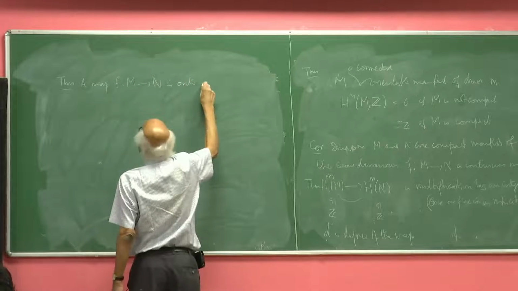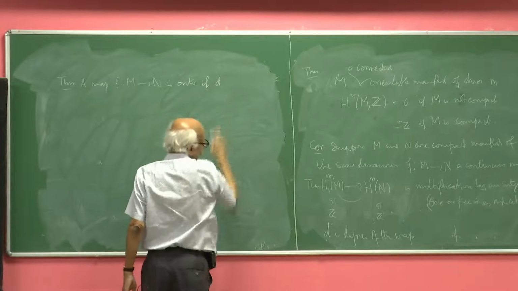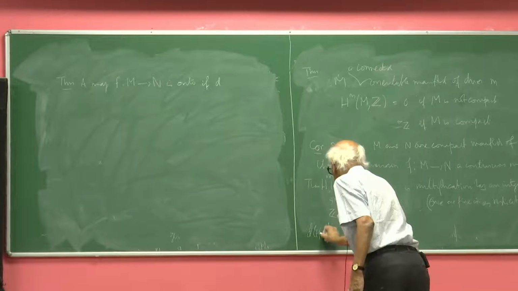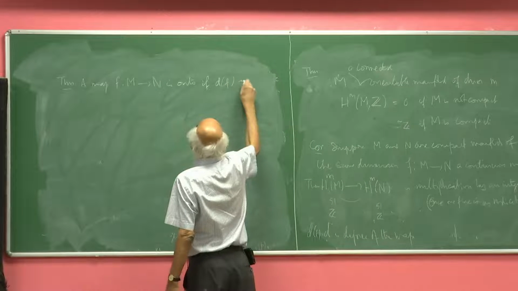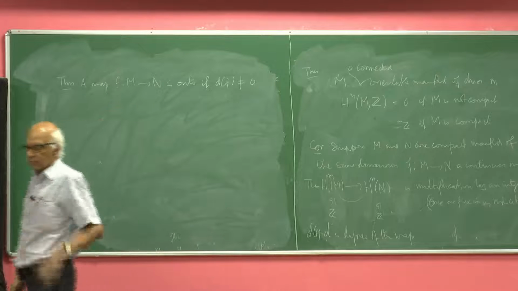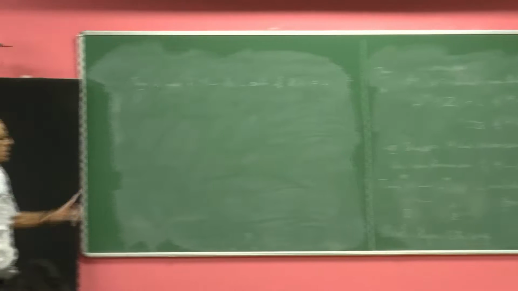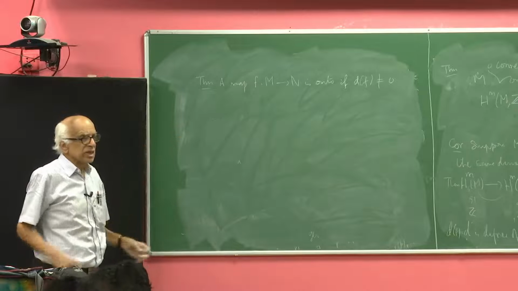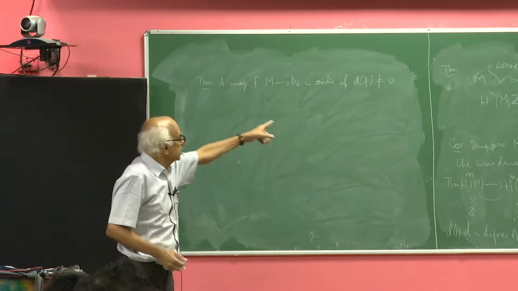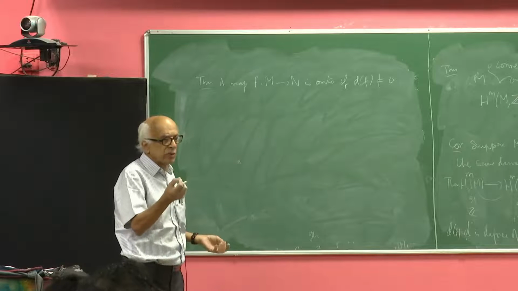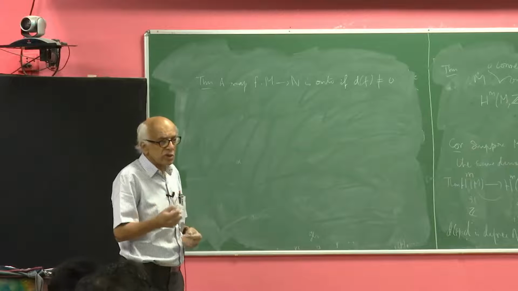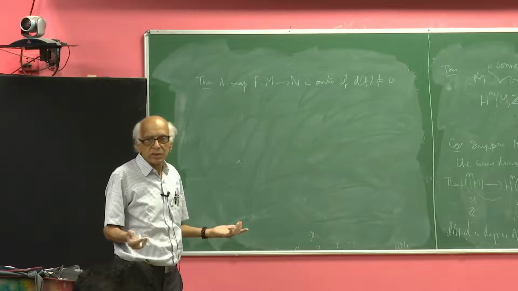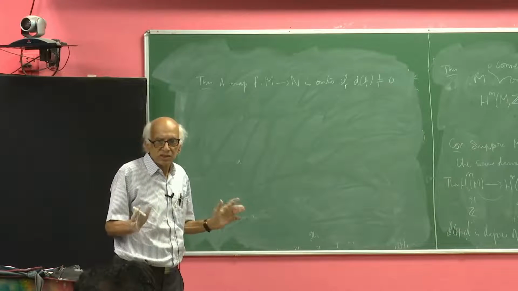The map is onto if the degree of f is not 0. If this happens, then f is surjective. Why? Once you grant that theorem, it's immediate, because if it's not surjective, it will factor through N minus a point. It's not onto, so some points are avoided. So the mapping factors through N minus a point. But the homology of N minus a point is 0. So Hn of M to Hn of N, the mapping becomes 0, so the degree is 0.